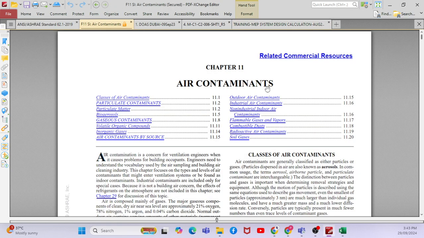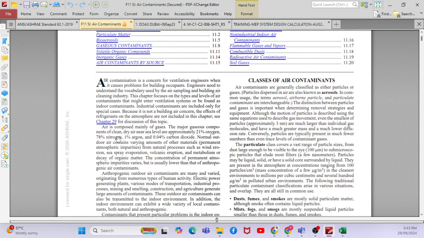In this chapter we discussed air contaminants, so we will understand why fresh air is required inside the building. Air contamination is a concern for ventilation engineers when it causes problems for building occupants. Air has properties like 78% nitrogen, 1% argon, 21% oxygen, 0.04% carbon dioxide, and some other gases, comprising a total of 100%. That is the composition of air.